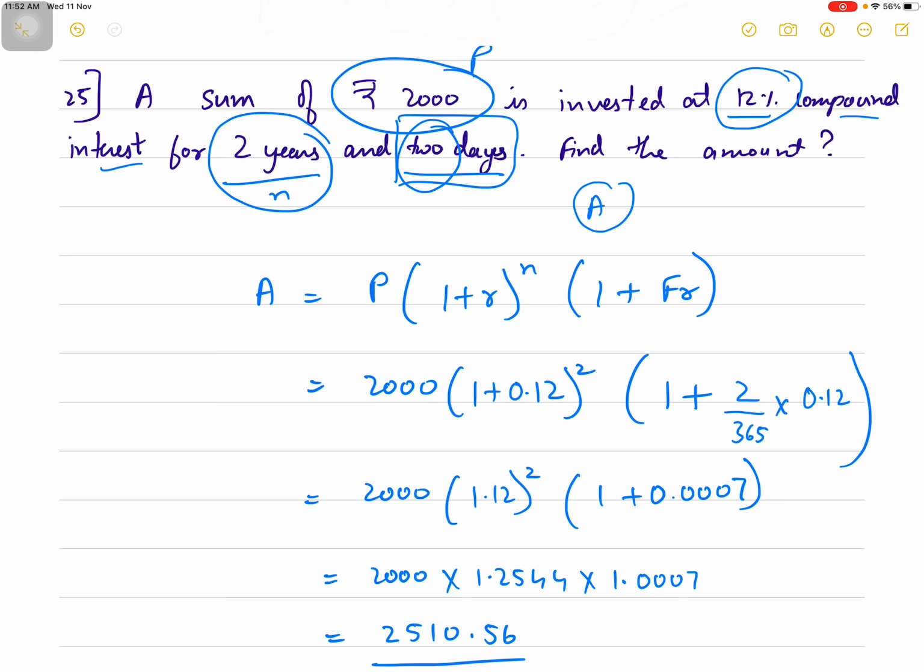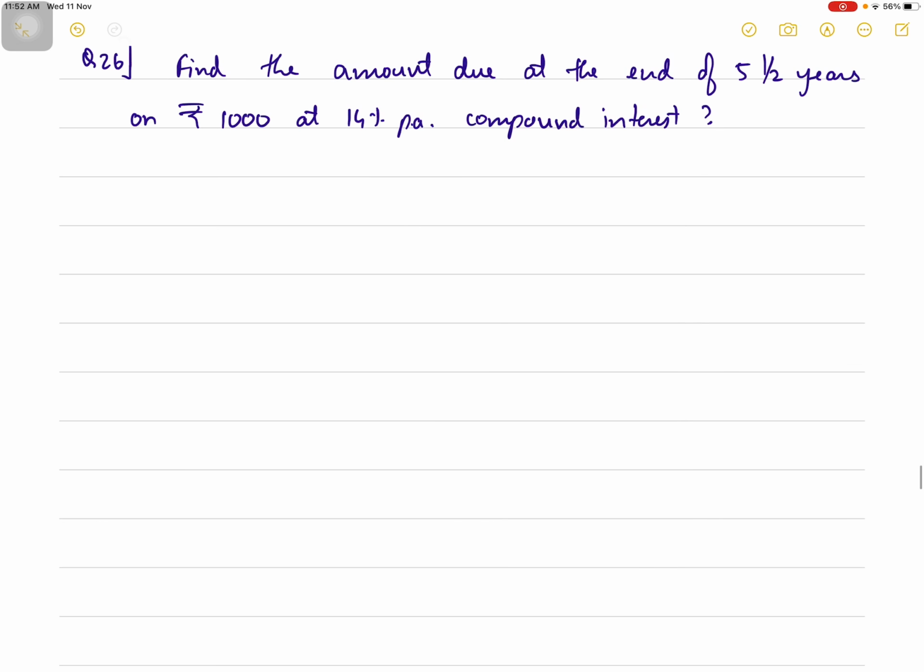Let's solve the next problem. Find the amount due at the end of 5.5 years on 1000 at 14% per annum compound interest. Okay, so period is 5.5 years, 5 years and 6 months, right? And it is compound interest. Rate of interest is 14%. 1000 is the principal, right?